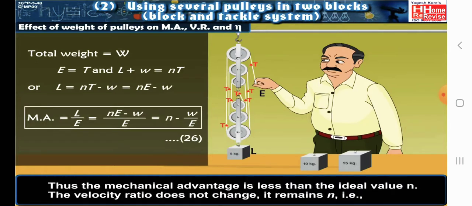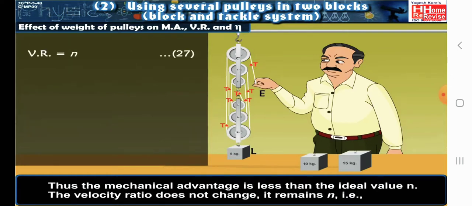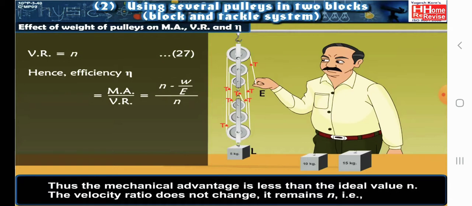Thus, the mechanical advantage is less than the ideal value N. The velocity ratio does not change. It remains N. That is, VR is equal to N. Let this be equation 27. Hence, efficiency eta is equal to MA upon VR, which is equal to N minus W upon E, upon N. Or eta is equal to 1 minus W upon NE. Let this be equation 28.